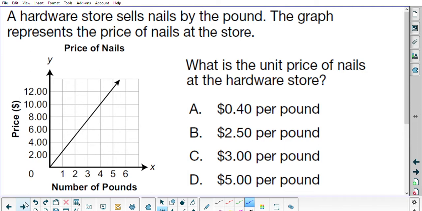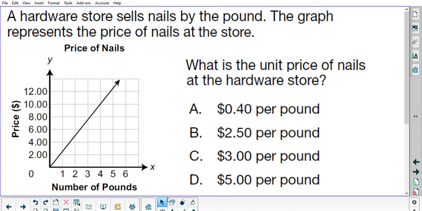It says the hardware store sells nails by the pound. The graph represents the price of nails at the store. And the question is, what is the unit price of nails at the hardware store? Hit pause on the video, figure out what the answer is, and then hit play when you're ready to see how you did.